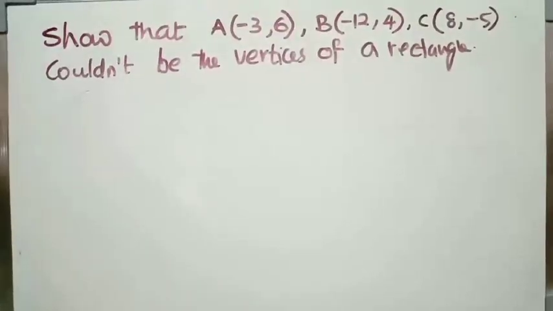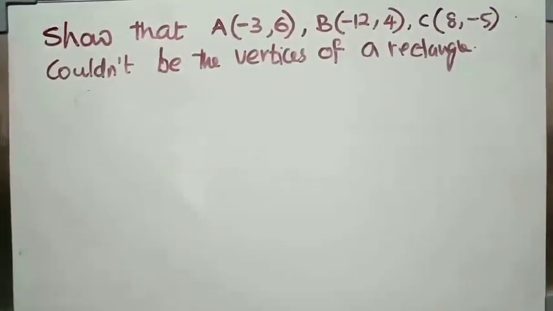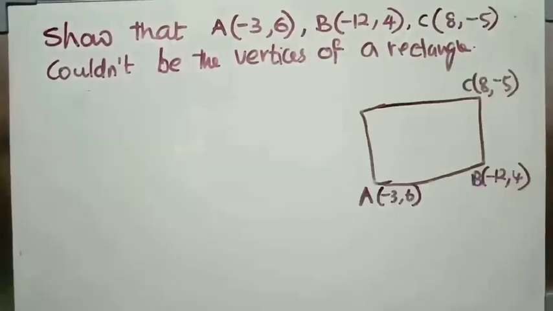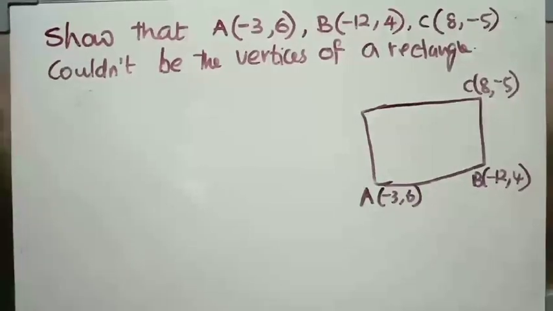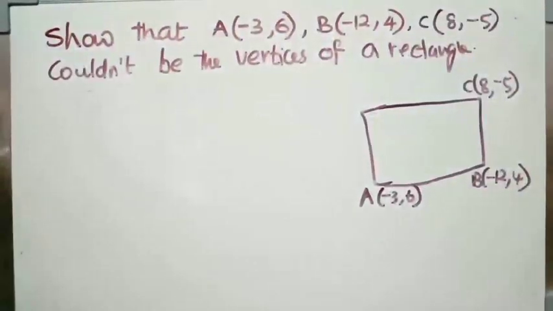Okay. Let's discuss one more question: show that A(-3, 6), B(-12, 4), C(8, -5) could not be the vertices of a rectangle. So we have to verify whether the figure formed is a rectangle. Okay, let's draw the diagram. Here we have to show that these points are not the vertices of a rectangle. That means we have to show that the figure formed is not a rectangle.